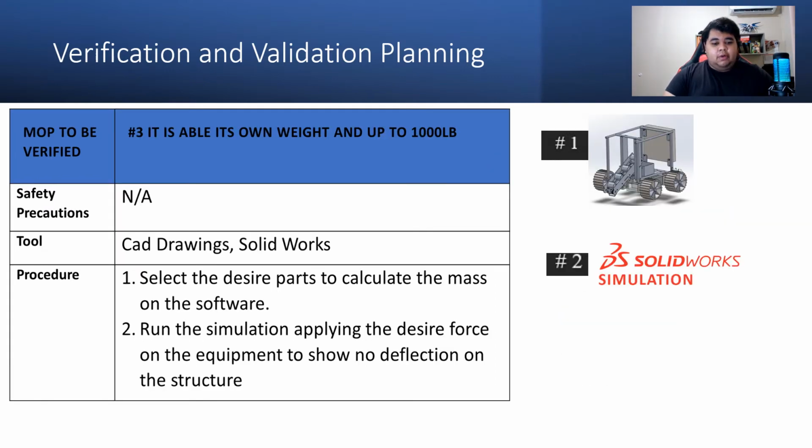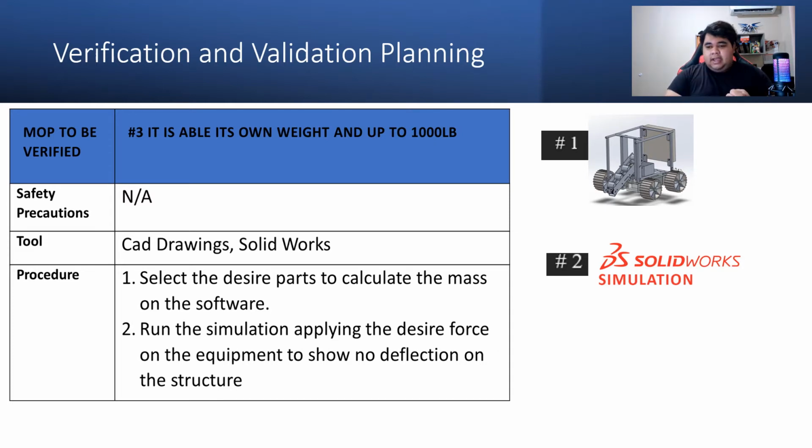For the third MOP, we'll be going mainly for that it is able to hold its own weight and up to 100 pounds. The tools that we'll be using will be the CAD drawings and SolidWorks simulations. First, we'll be selecting the desired parts to calculate the mass in the software. It will give us the overall mass of the rover, and after we calculate that, we'll be running the simulation to apply the desired force on the equipment. This will show us in the different parts of the rover that forces could be applied and mass that could be applied later on.